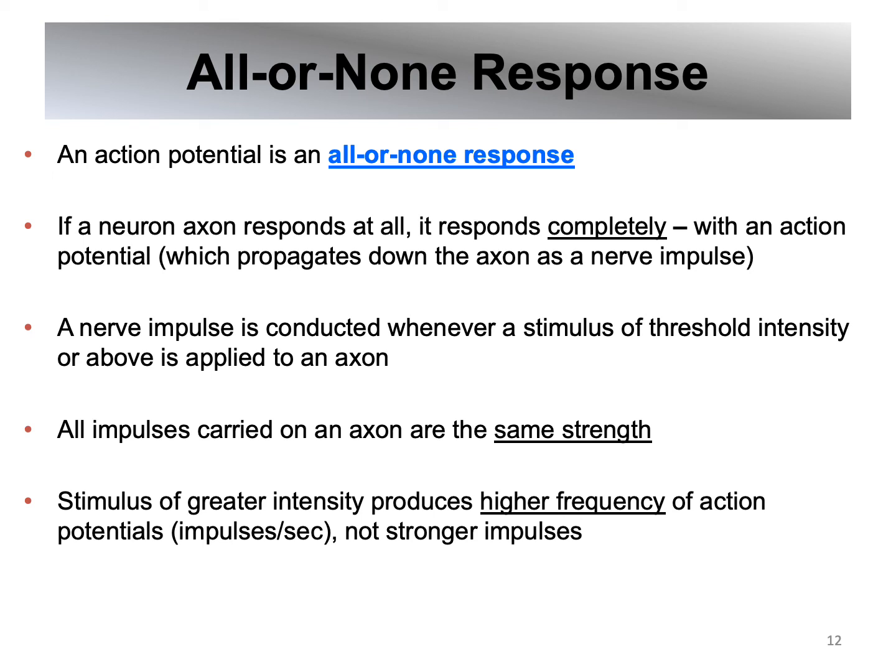If a neuron axon responds at all, it responds completely with an action potential, which propagates down the axon as a nerve impulse. A nerve impulse is conducted whenever a stimulus of threshold intensity or above is applied to an axon. All impulses carried on an axon are the same strength. However, a stimulus of greater intensity may produce a higher frequency of action potentials, and that means impulses per second. You can have more impulses per second, but not stronger impulses.